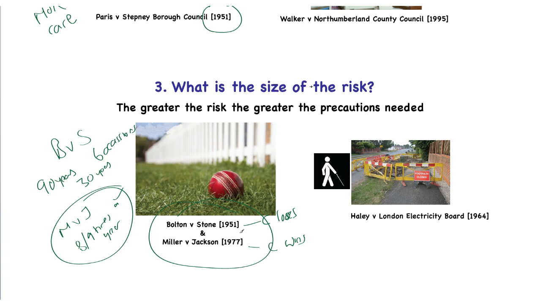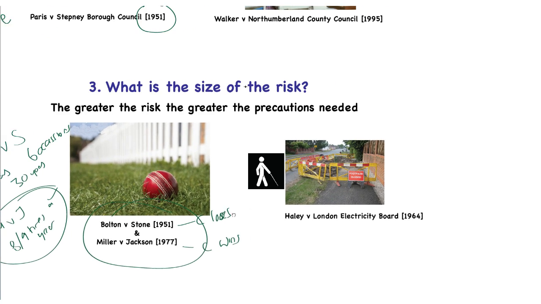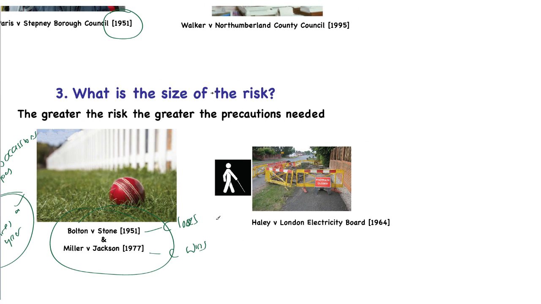One other case to consider when we look at that is the Haley versus London Electric Board case. In Haley versus London Electric Board, the defendant, the electricity board, had workmen that were preparing to carry out work on some underground cables. They dug a hole in the road, and in order to give warning of a danger, they laid a long-handled hammer, one of those big sledgehammers, across the pavement. The claimant, who was a blind man, tripped over the hammer and was injured.